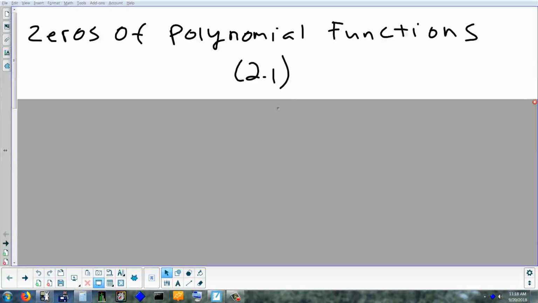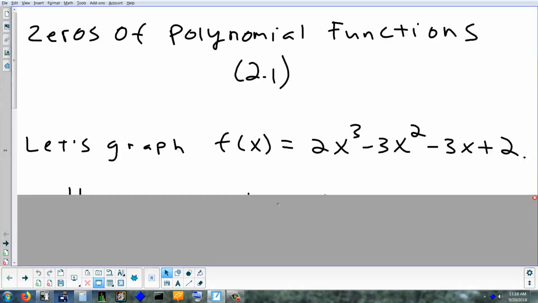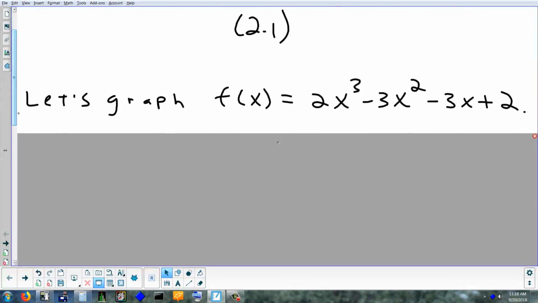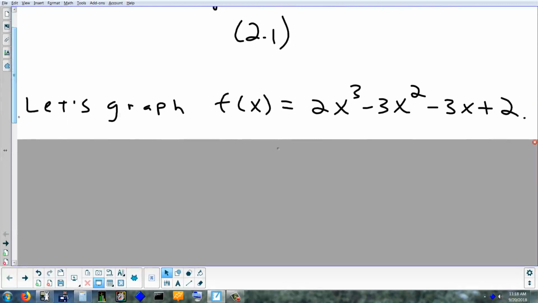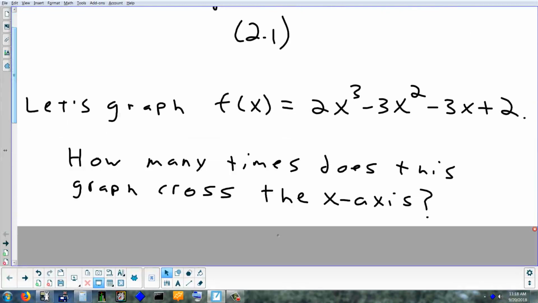Okay, so the last thing we're going to look at this week is section 2.1, which is pretty short, and then part of section 2.2, but we won't finish it today. All right, so I just want to graph that. Okay, that's an example of a polynomial. We'll talk more about the definition of a polynomial, but that is one. Let's just graph it and see how many times it crosses the x-axis.